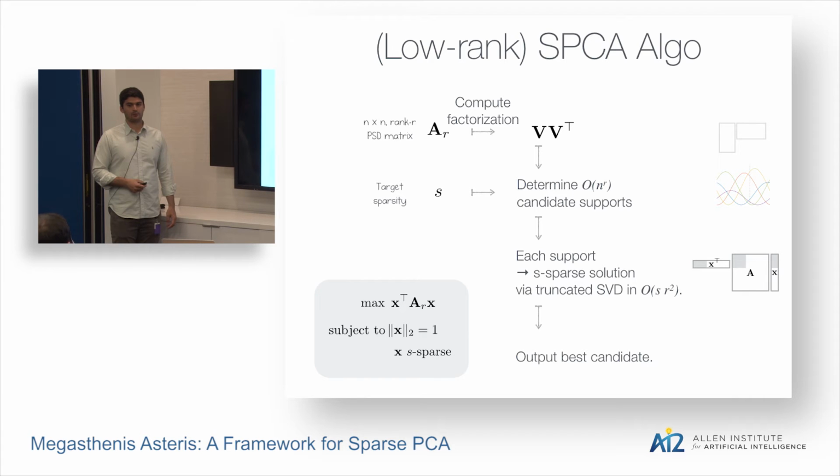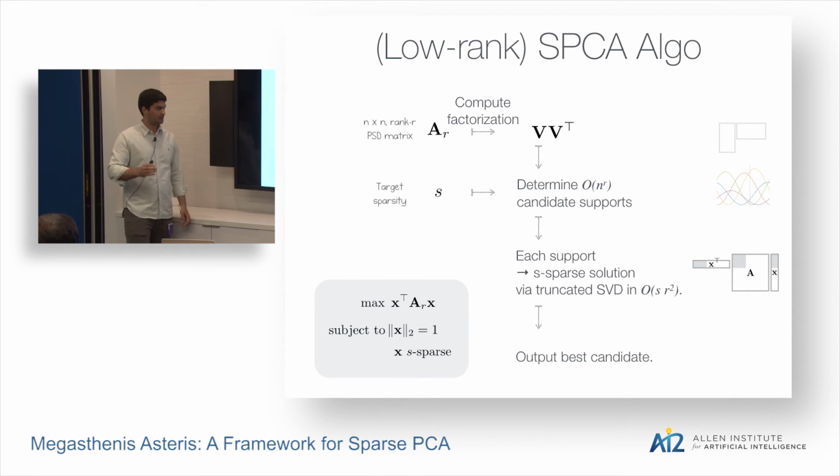You can. I mean, if you have a matrix which is not even rank R, you just extract the approximation of rank R and then compute the supports, and then at the end, do the sparsity on the A. That's very correct. Yeah.